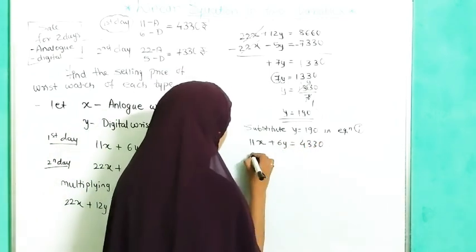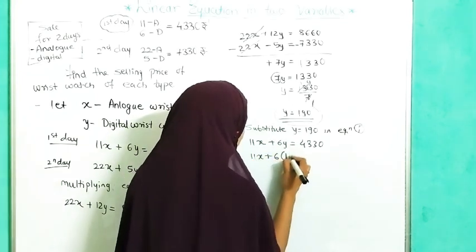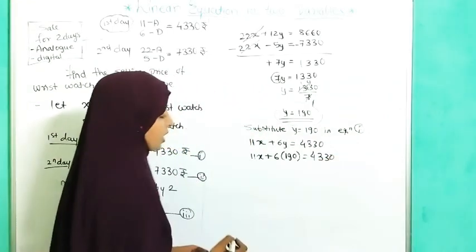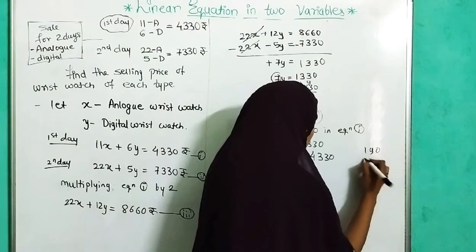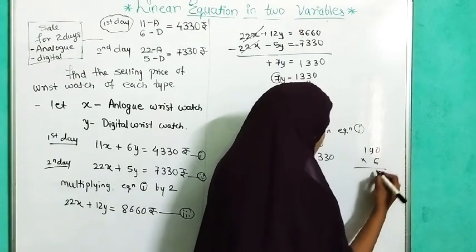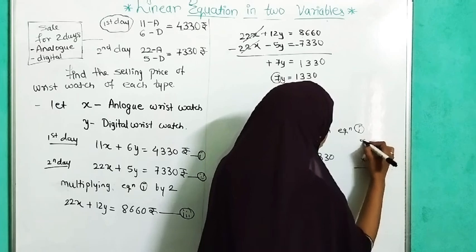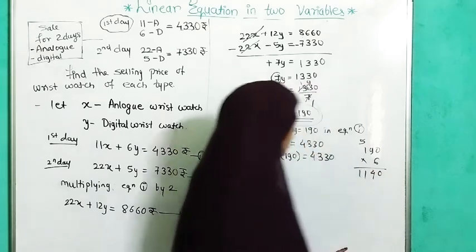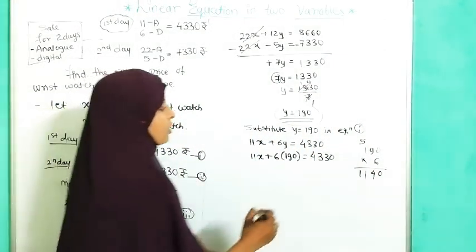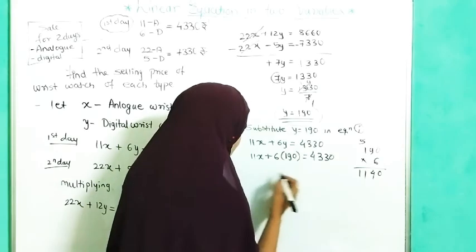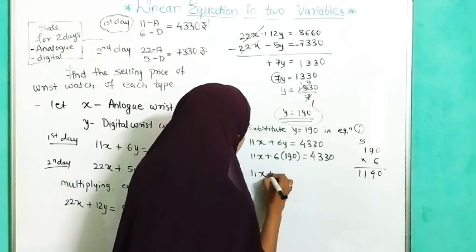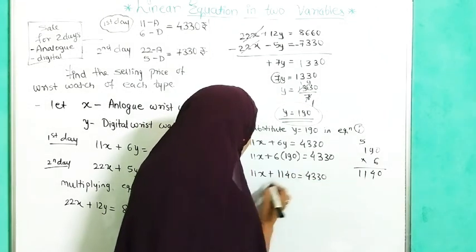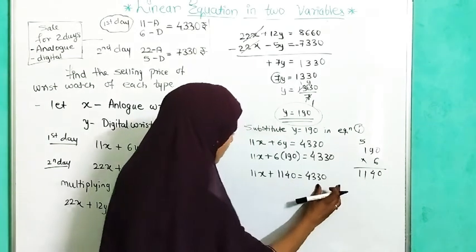Equation number 1 is 11x plus 6y is equal to 4,330. Then 11x plus 6 into 190 is equal to 4,330. So if we multiply 190 into 6, then 6 zeros are 0, 6 nines are 54 and 6 ones are 6. 6 plus 5 is equal to 11. 1,140. So we put here 11x plus 1,140 is equal to 4,330. This is positive here. If we shift it, it becomes minus.